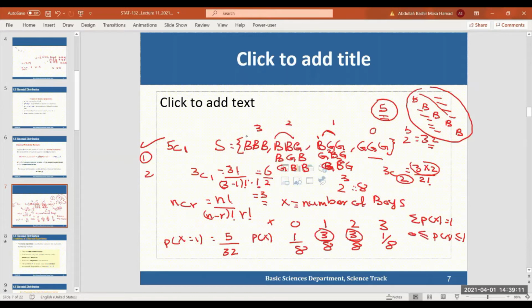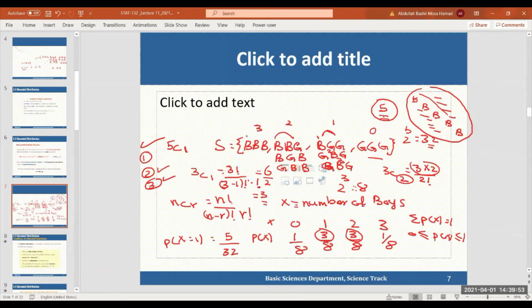Second condition, are these trials independent or not? Does the second baby depend on the first baby? Does the third baby depend on the first and second baby? No. So each trial is independent from the other, right? Third, do we know the number of trials in advance? Do I know this family consists of 5 or 4 or 3? Yes, we know.